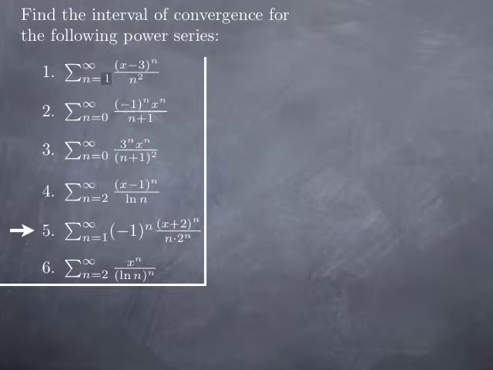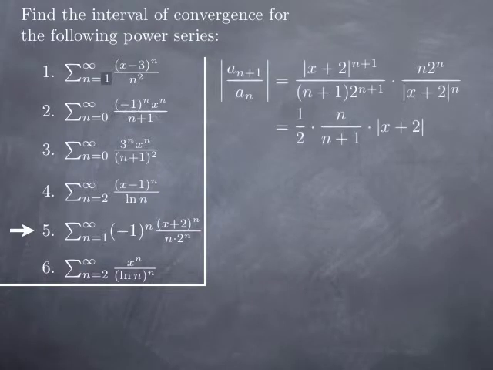Using the ratio test as usual, when we take the absolute value of the ratio of two consecutive terms, we don't have to worry about the (-1)^n because of the absolute values. Therefore, what we obtain for the absolute value of a_(n+1) is |x + 2|^(n+1) divided by (n + 1) times 2^(n+1). The reciprocal of the absolute value of a_n is n 2^n divided by |x + 2|^n.